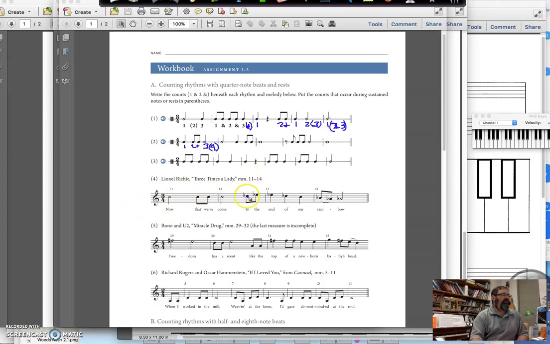Now that we've come to the end of our, how are you going to count that? 1, 2, 3, and then that would be 1, 2. I'll let you do the rest of that. And onto the other part of 3.3.